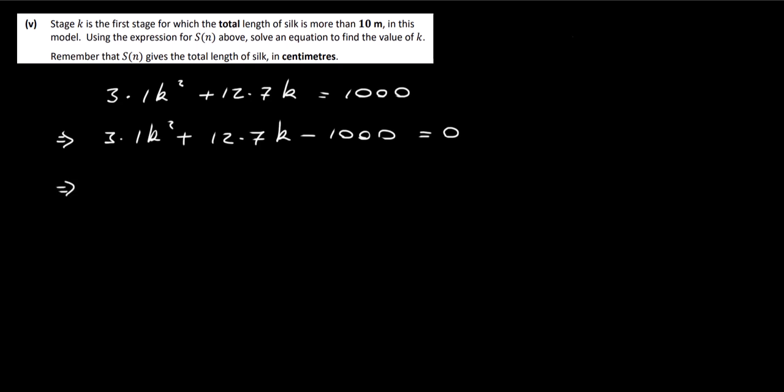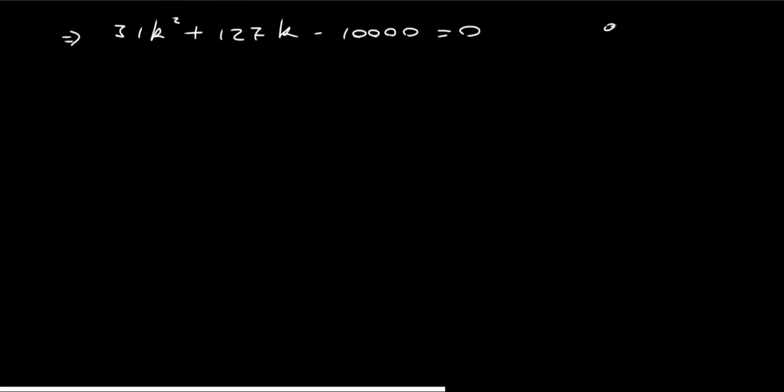What I'm going to do next is just get rid of those decimals, so I'm going to multiply by 10. Okay, the next thing I'm going to do is use the quadratic formula to solve this. So A is 31, B is 127, and C is minus 10,000.